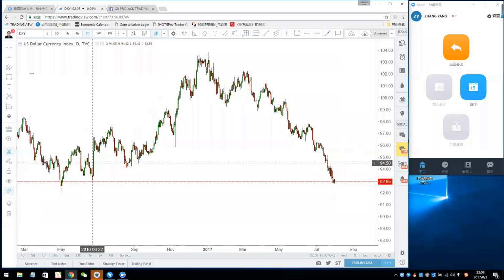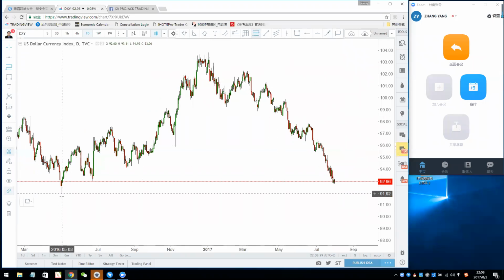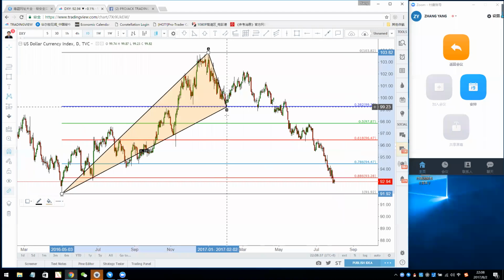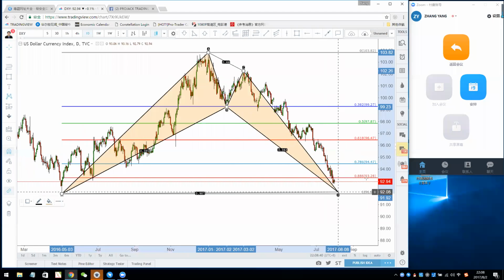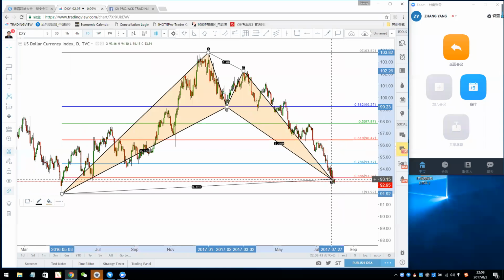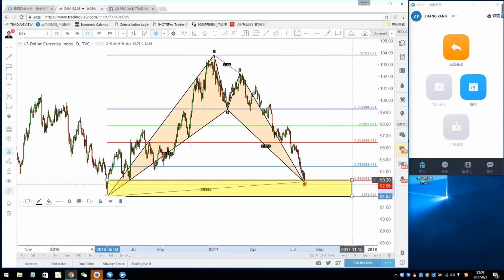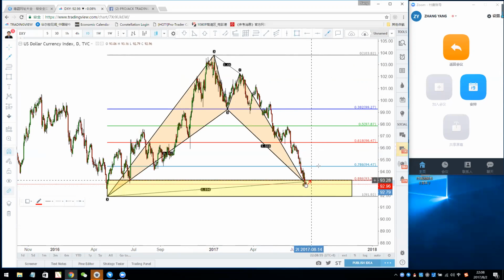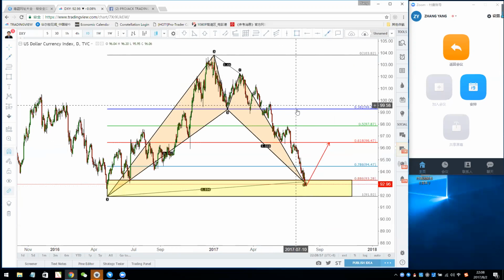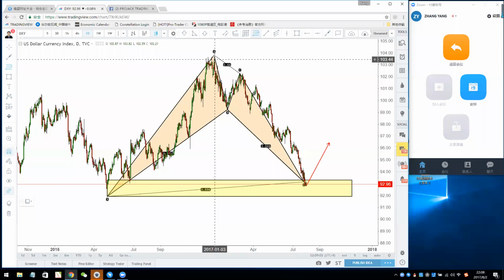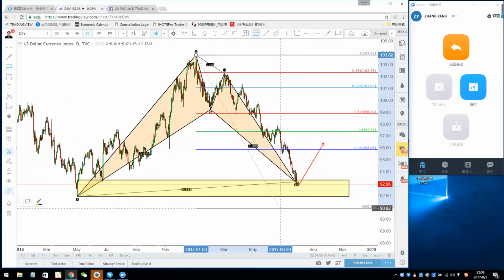Okay, and another thing is the DXY is trying to already complete the bat pattern, which is a harmonic pattern here. It's a bullish bat pattern, and the completion point will be about 93.28. So this harmonic pattern is telling you that most likely, there is a high chance the DXY will find some support from here, and you won't be surprised that the price can rally to a 382 or 618 rally. You won't be surprised.